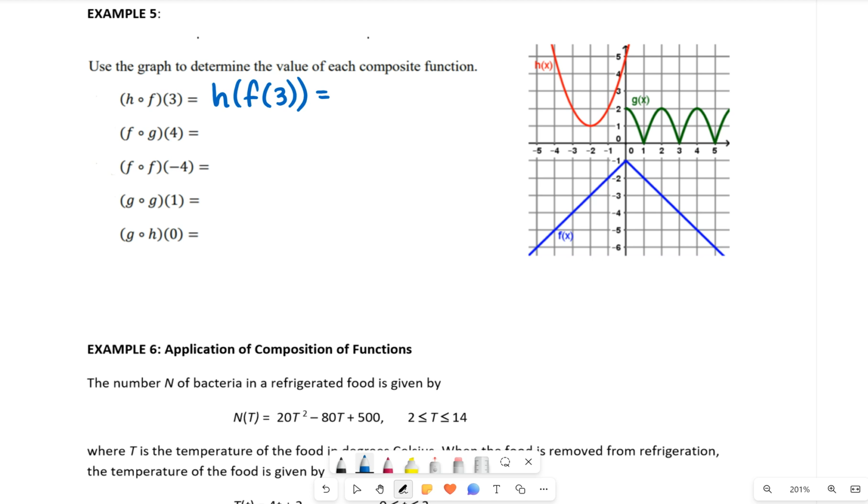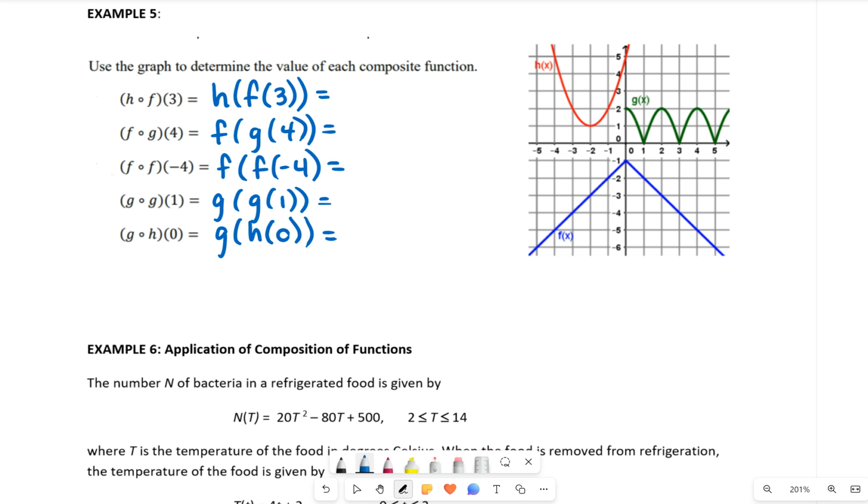So what I want you to do is go ahead and rewrite the composition format into function notation format for all of them. So pause your video and go ahead and do that, and then we'll get started on evaluating those functions. So pause now. Okay, so this is what yours should look like. I'm just going to do the first one. You will be responsible for doing the next 4.